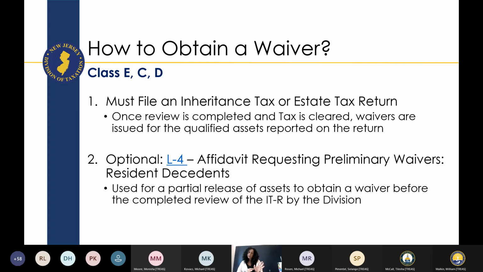We have another little thing for people, which is an L4. An L4 now has more than one role. Its major role originally was for people to have a partial release of waivers. It's done on a case-by-case situation. It's when people need just a few of their assets released and they know that they're not done. They know that the return really needs to still be completed, but they need just a few things.